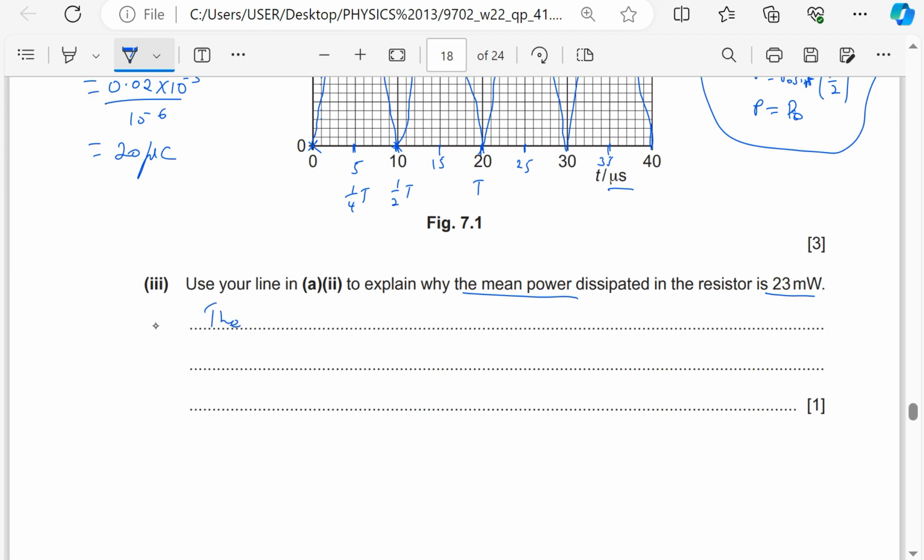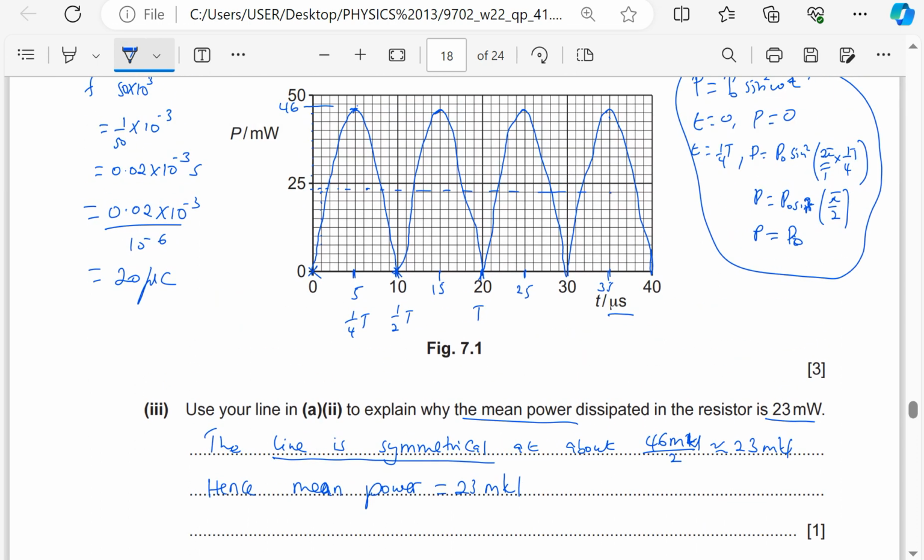The line is symmetrical at about 46 milliwatts divided by 2, which is approximately 23 milliwatts. Hence, the mean power is equal to 23 milliwatts. If the graph was symmetric about the x-axis, then we would say the mean power is 0. But of course, for power, it is always above the x-axis. So the mean power is 23 because the line is symmetrical at about 46 divided by 2.